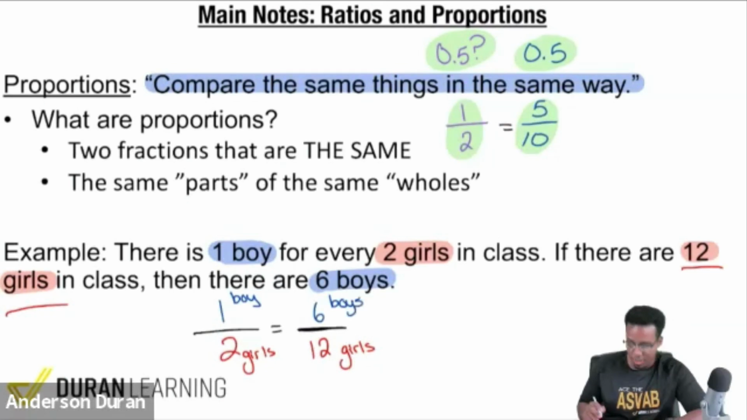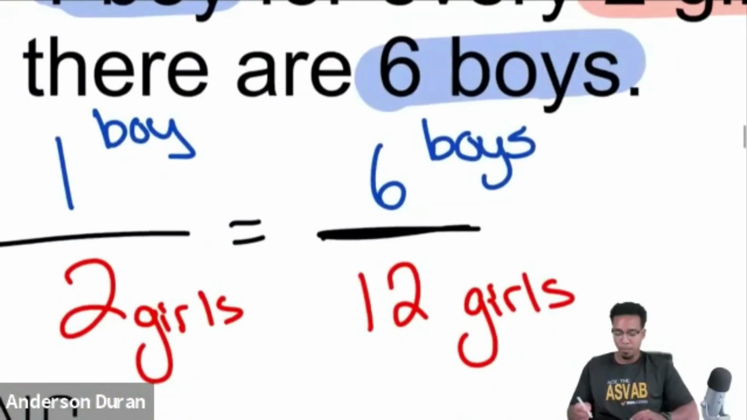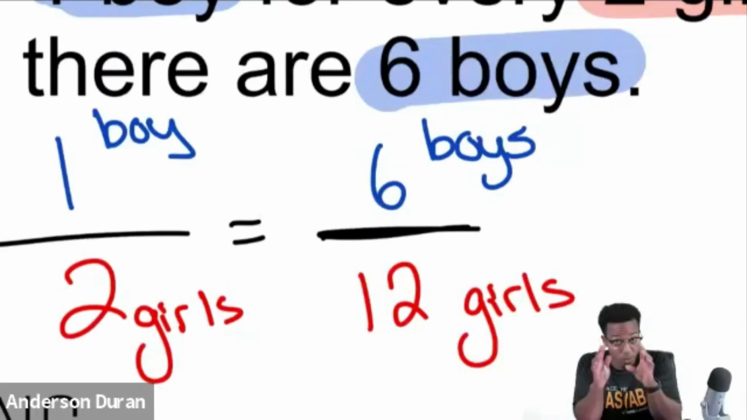Now look at how this is perfectly done. This is compared in the same way, my party people. Everybody, 1 is half of 2. Is 6 half of 12 though? Yes or no? Absolutely right. 6 is half of 12. And that's how you know that you have a proper proportion with the numbers.